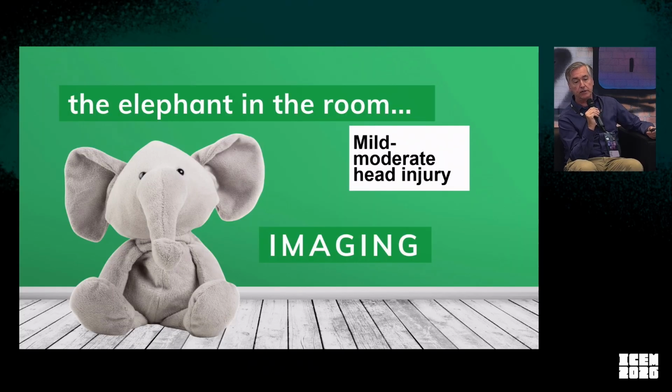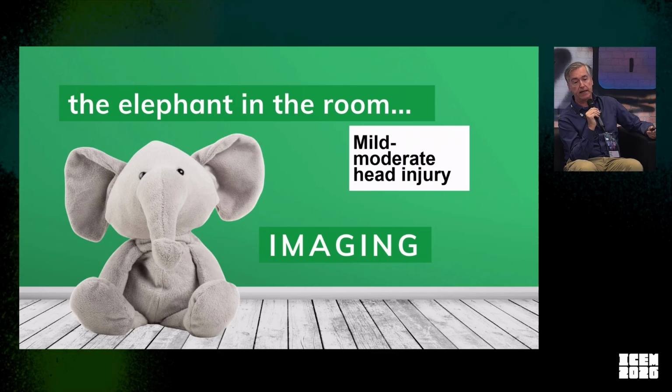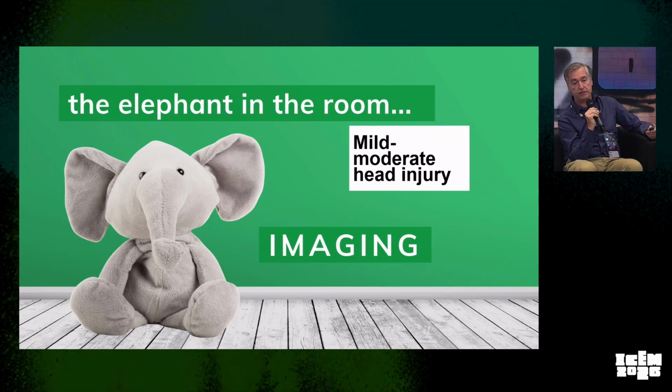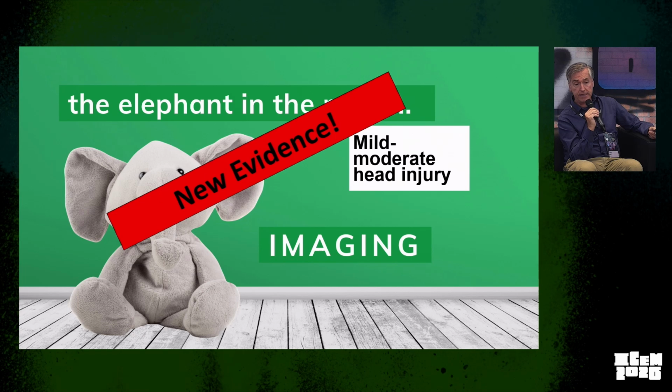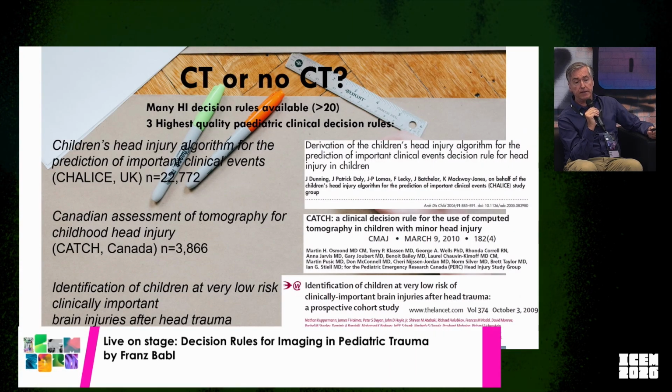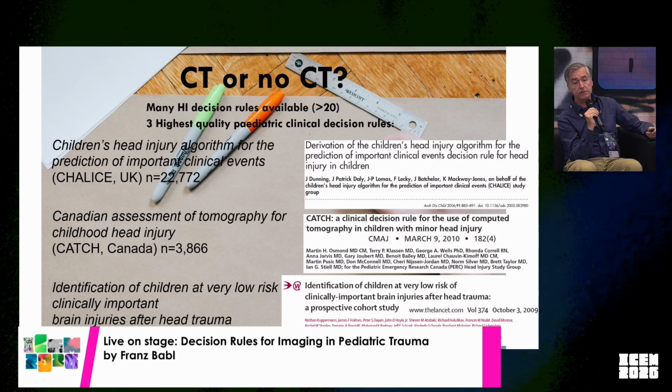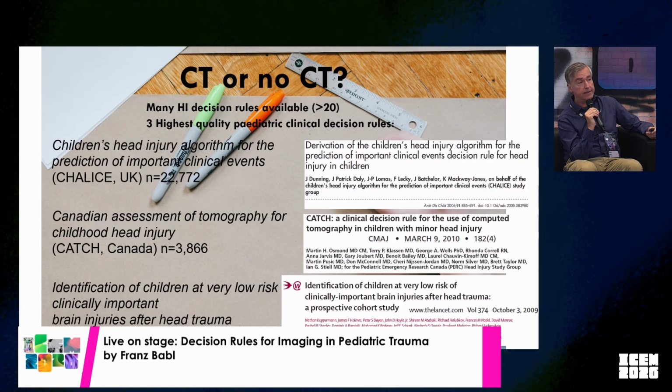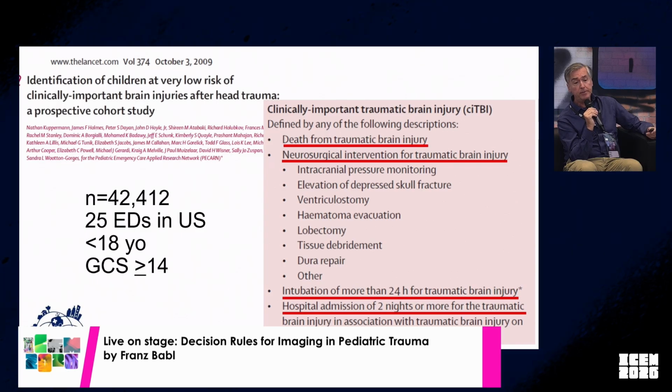Moving on to the next elephant in the room, mild to moderate head injury. Again, there is new evidence in this space. Three big clinical decision rules amongst 20 other rules: the CHALICE rule from the UK, the CATCH rule from Canada, and the PECARN rule from the US. The PECARN rule included 42,000 patients.